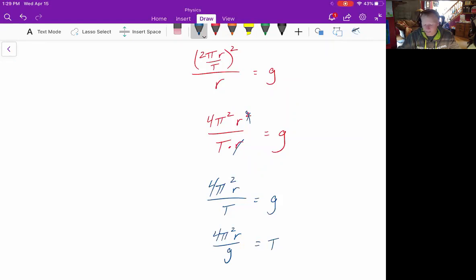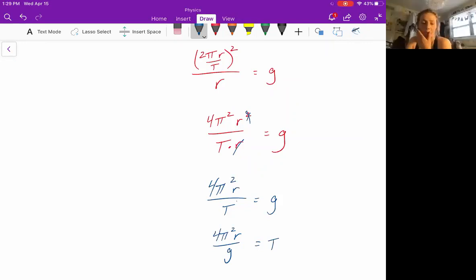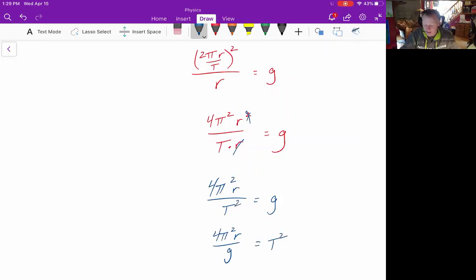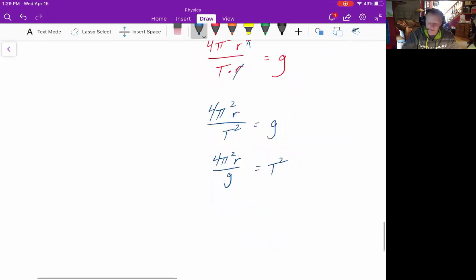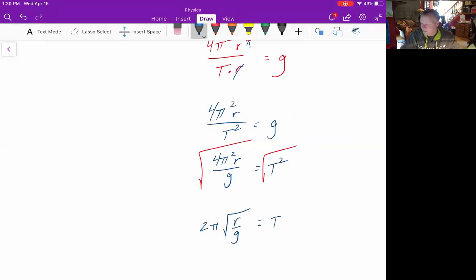Would the T be squared? Thank you. I was just looking at that, T squared, so then we'd square root both sides. T then would be, we could simplify this a little by taking out 2 pi, but then we'd still have r over g under the radical.